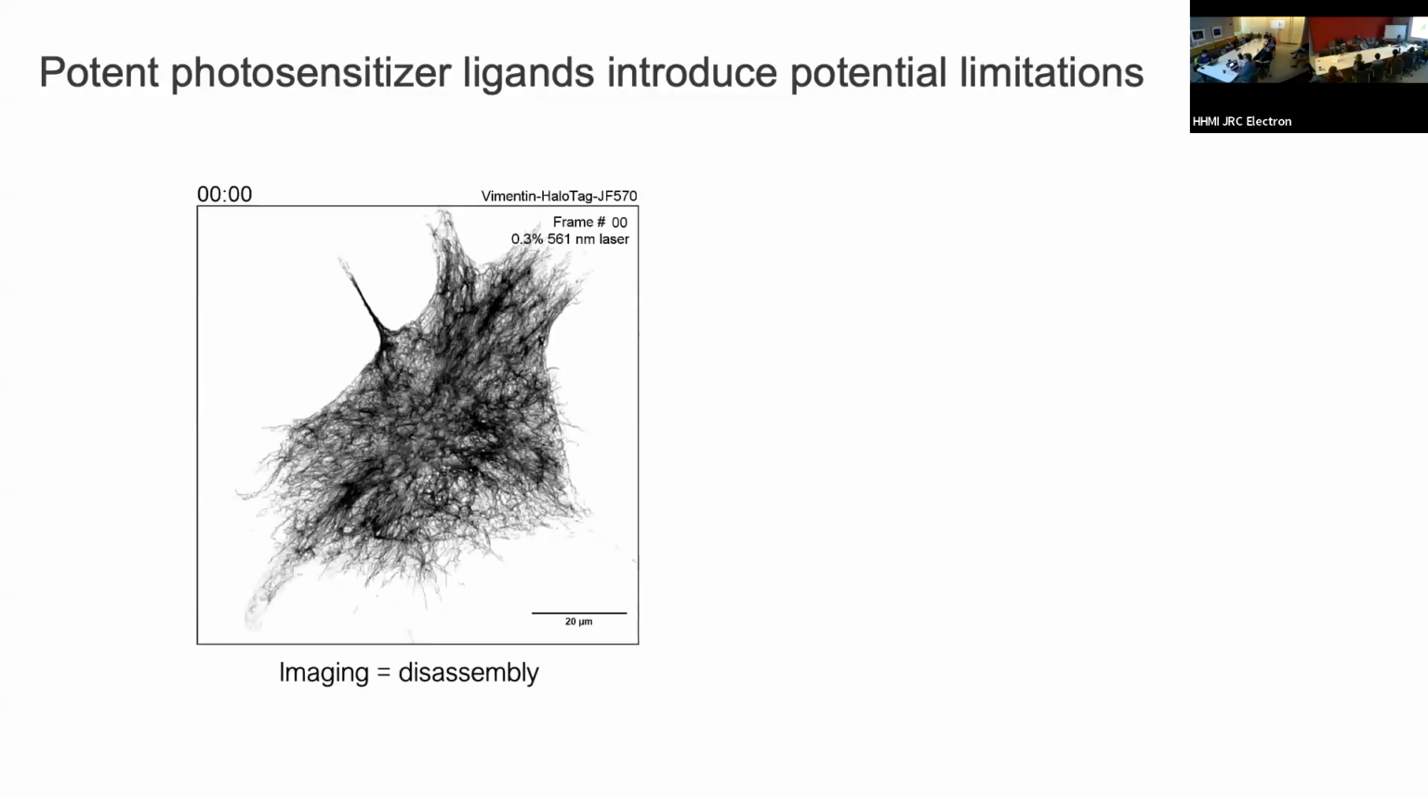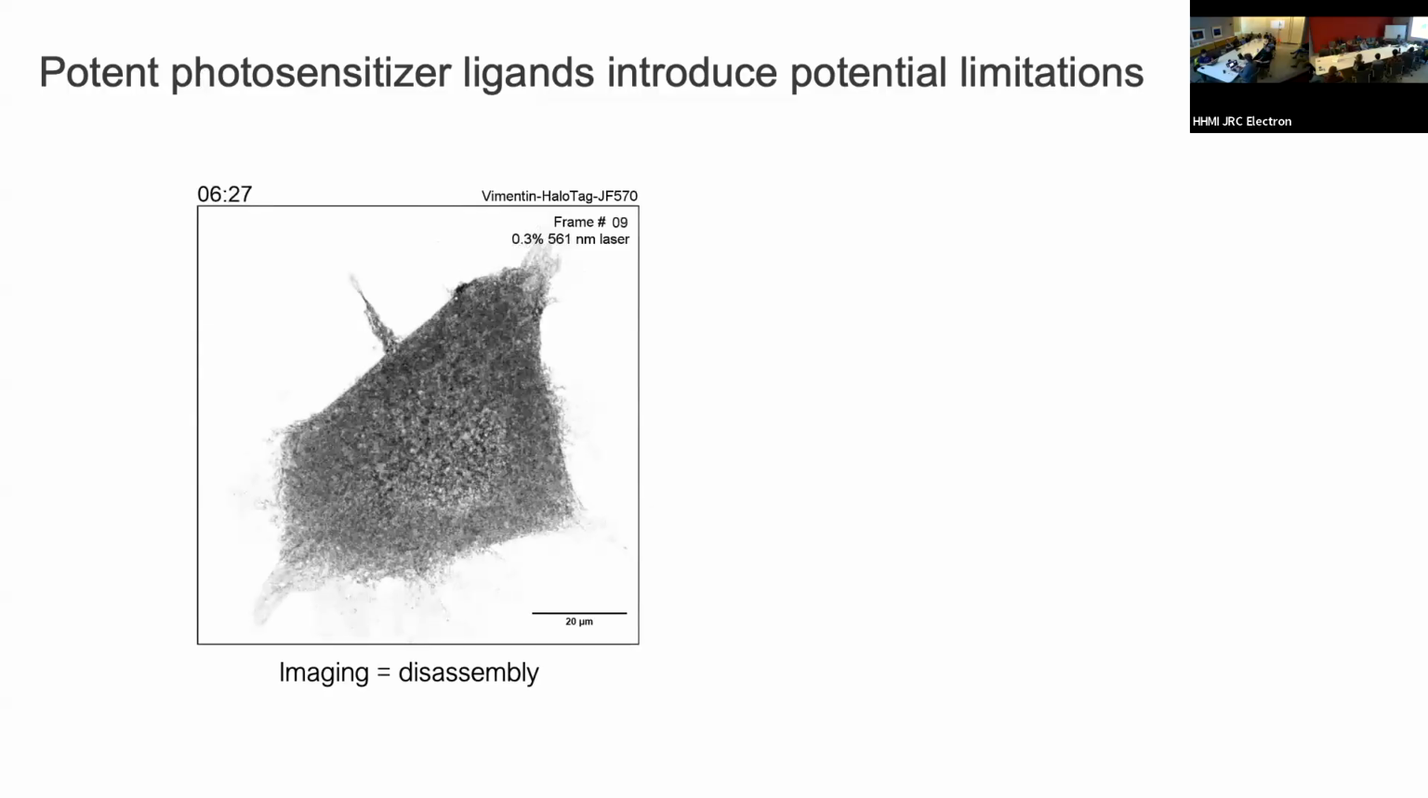But there's a problem. It's so potent that certain limitations are introduced in the experimental design. You cannot look at your cells through the eyepiece with your red epi light without inducing disassembly. So actually, we can see that here. Let me just play this first. So this is another movie of a COS7 cell where the moment you begin imaging, your intermediate filaments disappear.